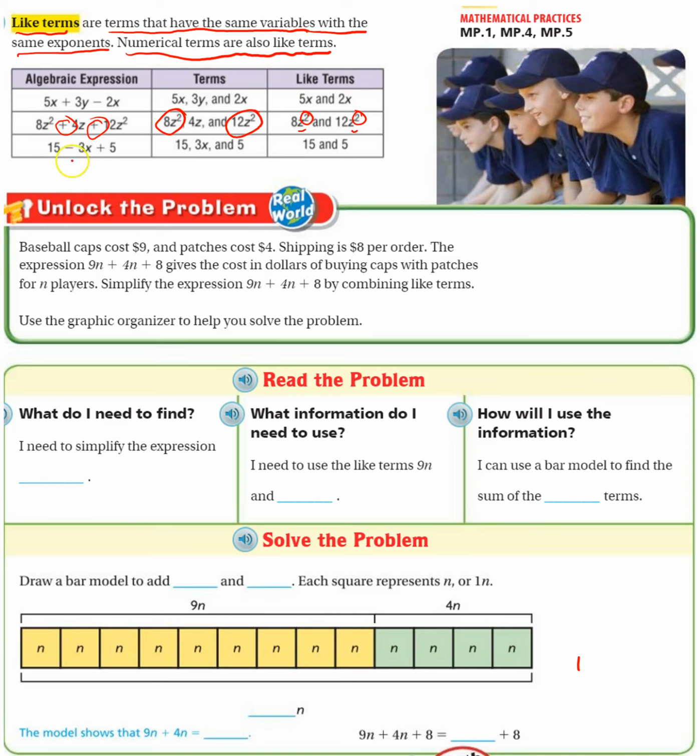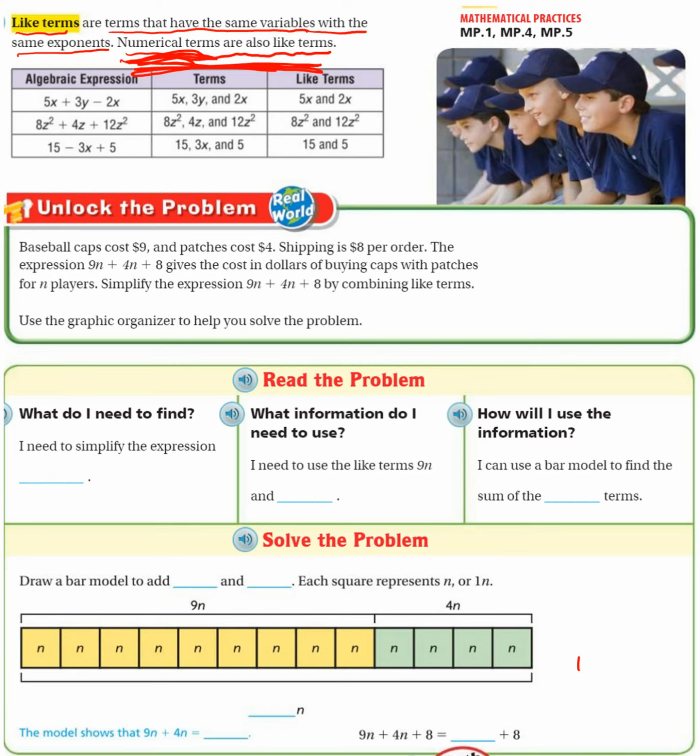Okay, here, 15 minus 3x plus 5. Again, terms are separated by plus signs and minus signs, so our terms are 15, 3x, and 5. Numerical terms are also like terms. So 15 and 5 have no variable and no exponent, so they are just numbers by themselves. That's what it means by numerical terms, terms that are numbers by themselves with no variable. They would also be considered like terms. If you need to rewind and listen to that again, please do so, because this is an important fact for today's lesson and moving forward in math.